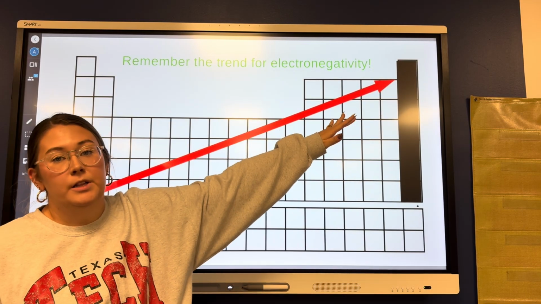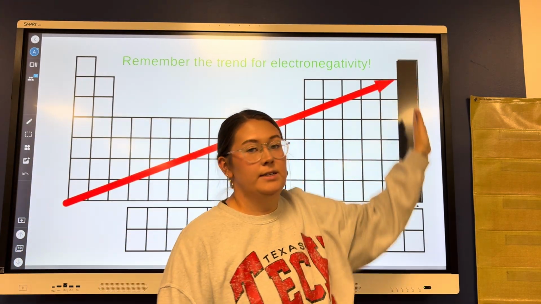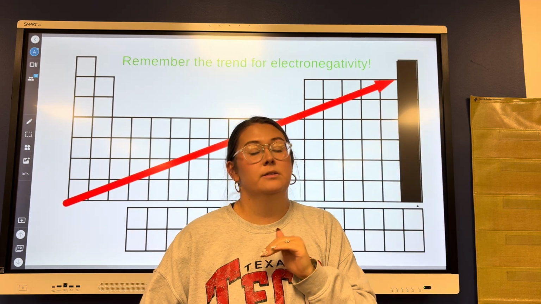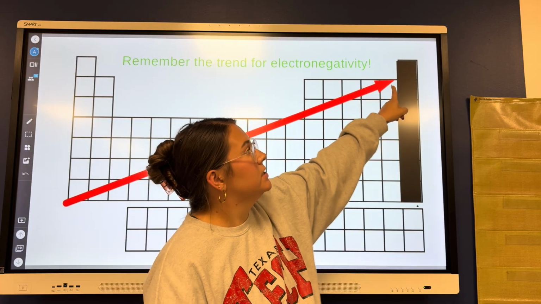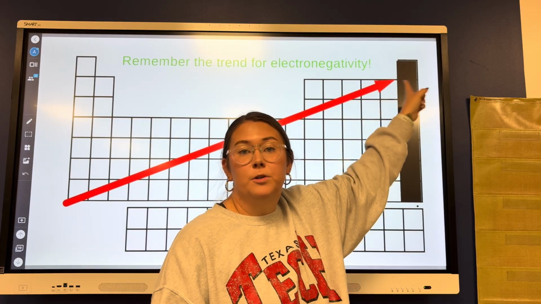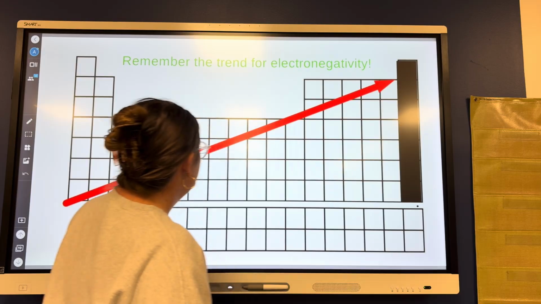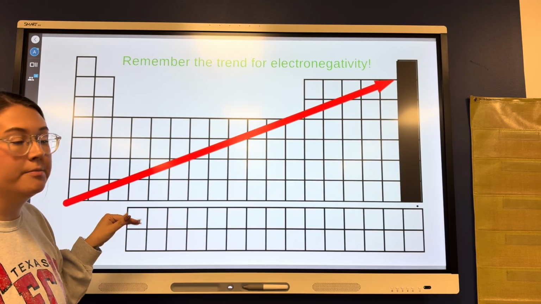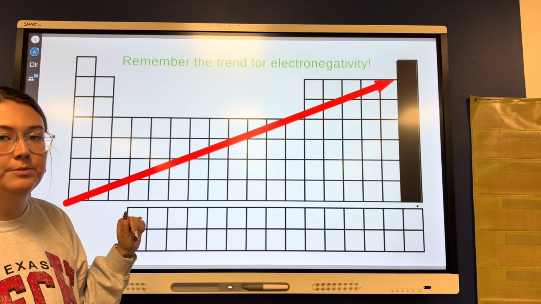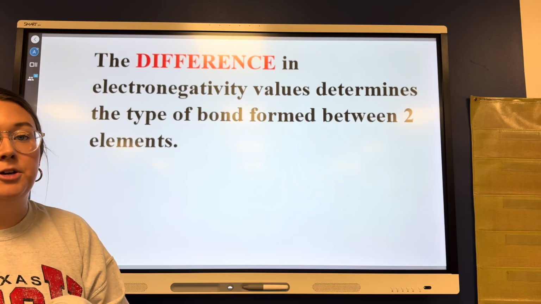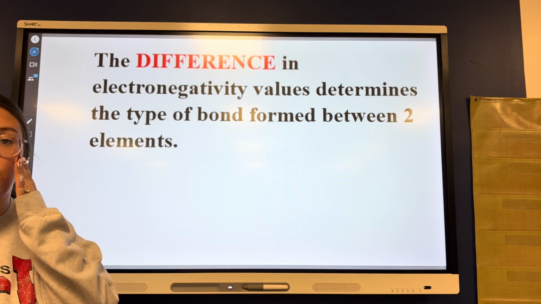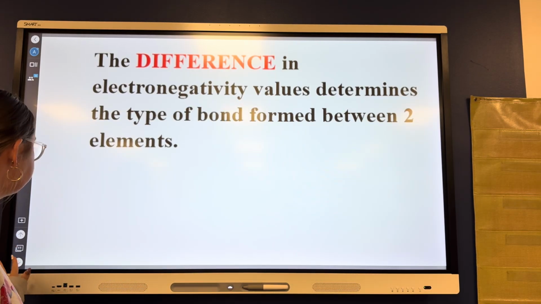Remember your trend for electronegativity. Your noble gases are not electronegative. They do not attract or give away any electrons. They don't react at all. Your most electronegative element is up here, fluorine. These are all higher. And then when you get down here in your metals, especially your alkali and alkaline earth metals, down at the bottom of those groups are the least electronegative. The difference in electronegativity determines the type of bond that will be formed between 2 elements.